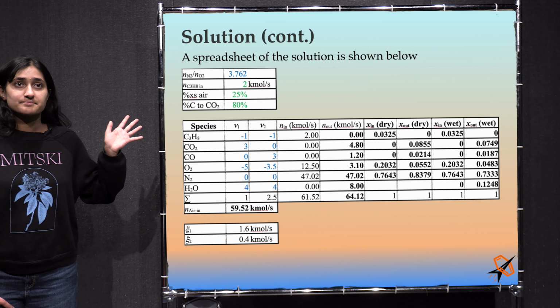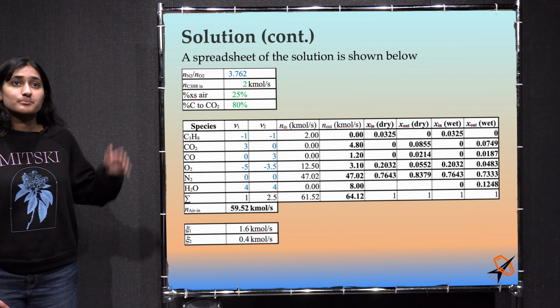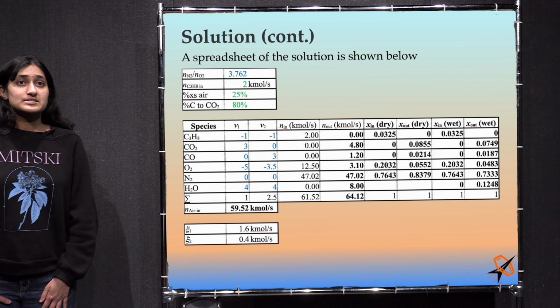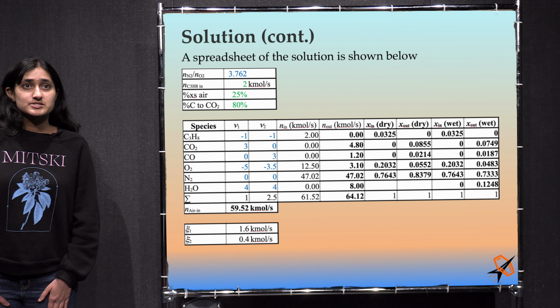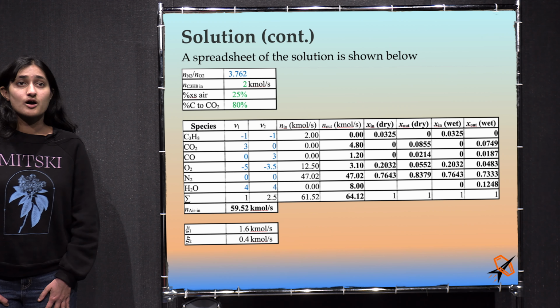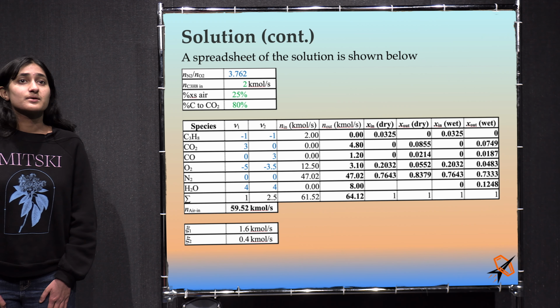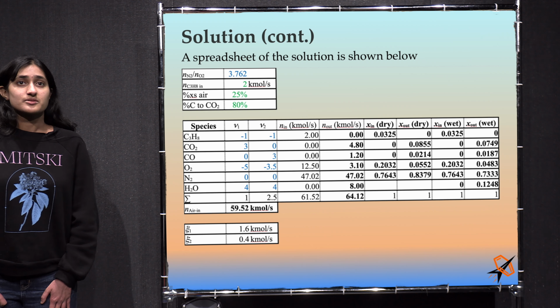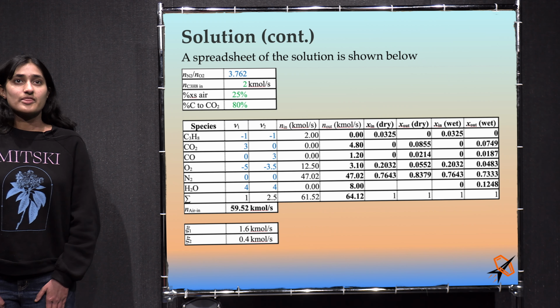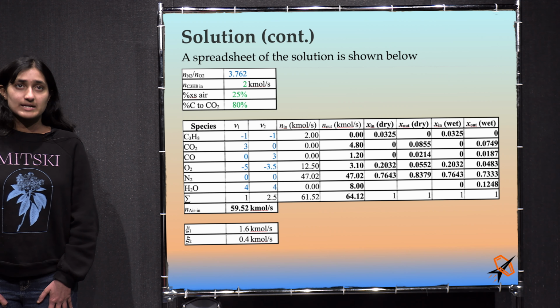Here's the promised spreadsheet. Handbook or reference values are in blue. Problem parameters are in green. The link to the actual spreadsheet is on the video reference page. We entered the ratio of nitrogen to oxygen as 79/21. The flow rate for propane in is given as 2 kilomoles per second. The percent excess air is 25%, and the percent carbon to carbon dioxide conversion is 80%.